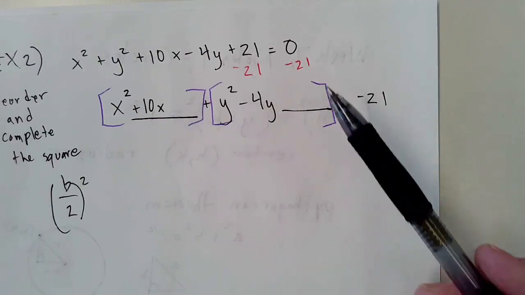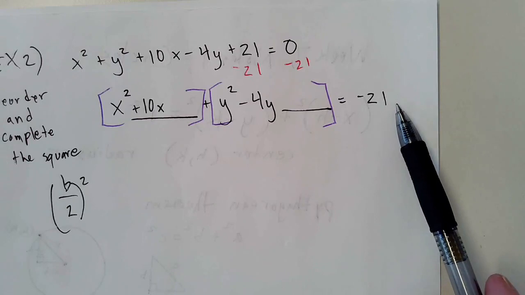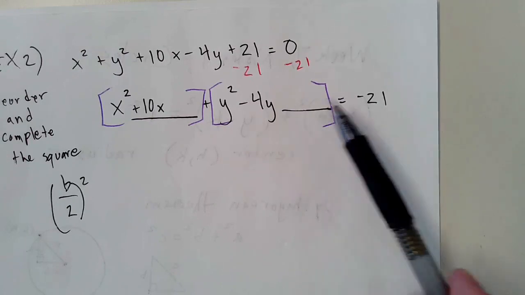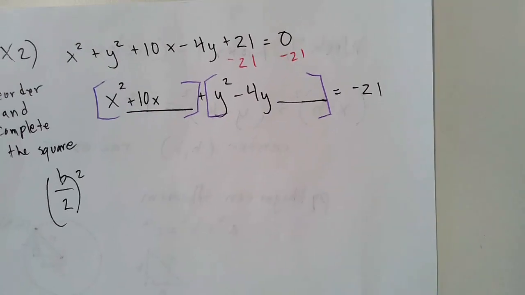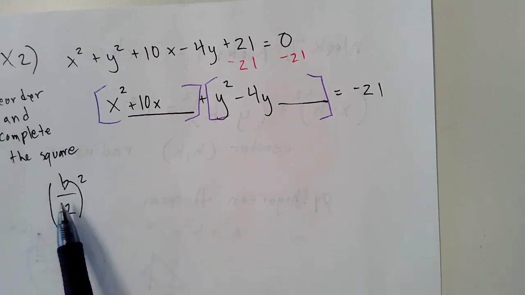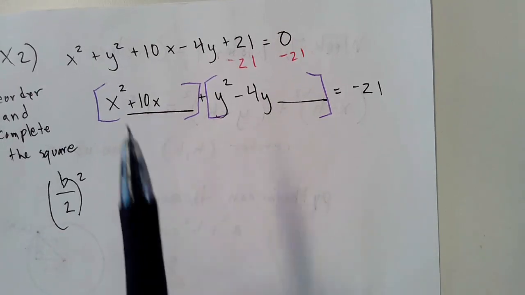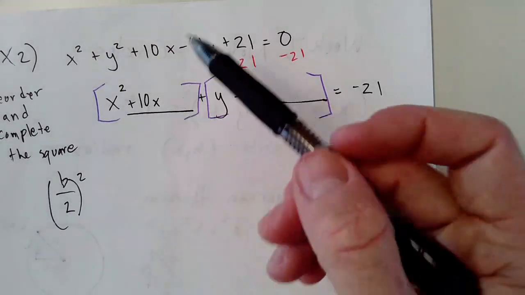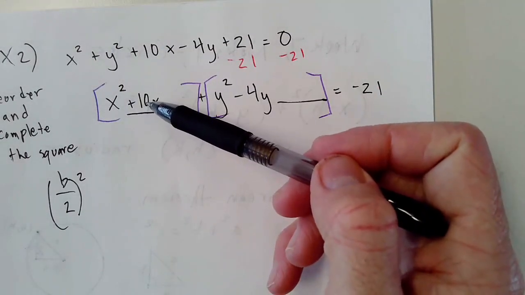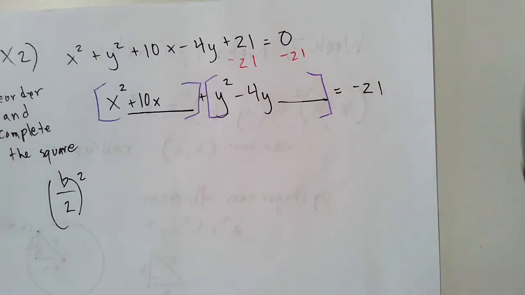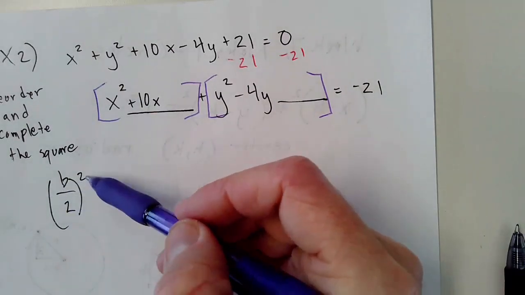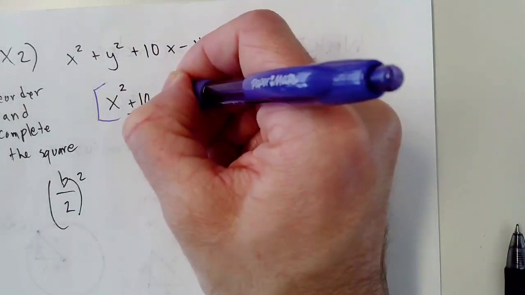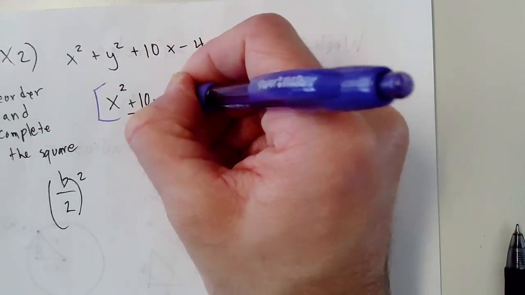If we add it here, then we're going to have to add it over here. And what if we add here? We're going to have to add over here too because it's an equation. Okay, so we're going to have to add this to both sides. Well, what is b? It's 10. So I'm going to take 10, cut 10 in half, make it 5, and square it. So 10 divided by 2 squared is 25. So I add 25 here.